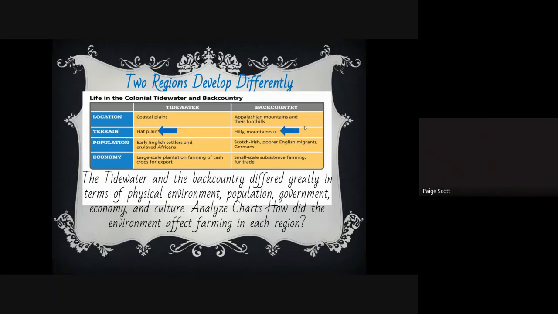Then the backcountry, which was located in the Appalachian Mountains and the foothills, the terrain was hilly and mountainous. Population was the Scotch-Irish, poorer English migrants and Germans, with the economy of small-scale subsistence farming and fur trade. So, in the backcountry, if you look at the blue arrow, the terrain was hilly and mountainous. Therefore, it did make it harder to farm.